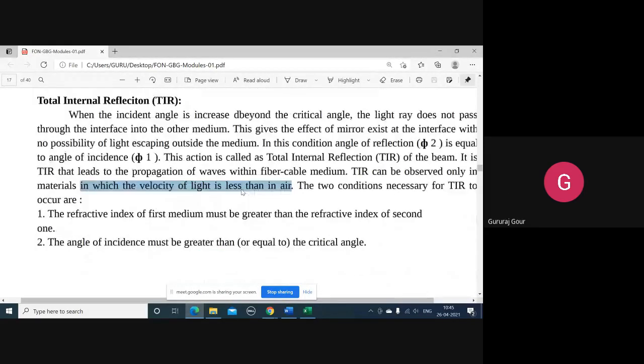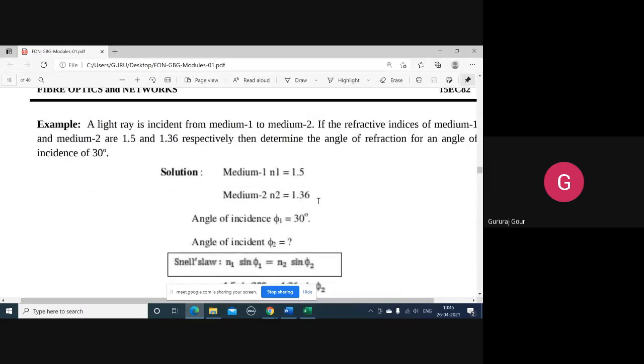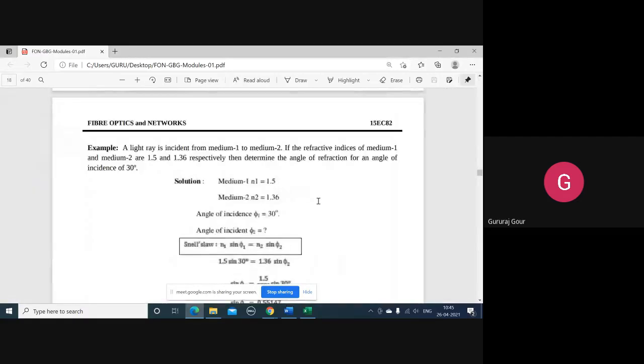Obviously that will happen because the density of the core, because of its construction, should be different than the air. So that will contribute to the lower velocity of light compared to air. If you satisfy these two conditions, then you are able to get the TIR. Let us see some numericals here.